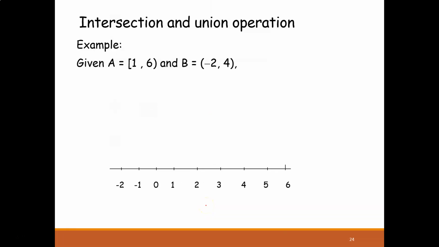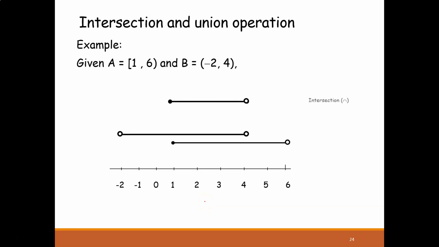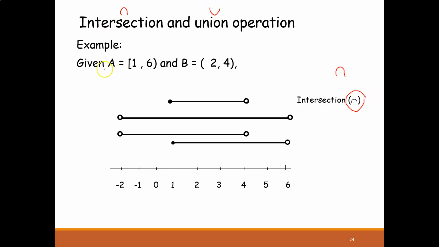So next we're going to see about intersection and union operations. What is intersection? Intersection means you have this kind of symbol. Ada macam N macam tu kan? A small letter n. That one is intersection. This one is union. So give an example. A is half closed, half open, closed start from 1 until 6. So this is 1, this is 1 until 6.